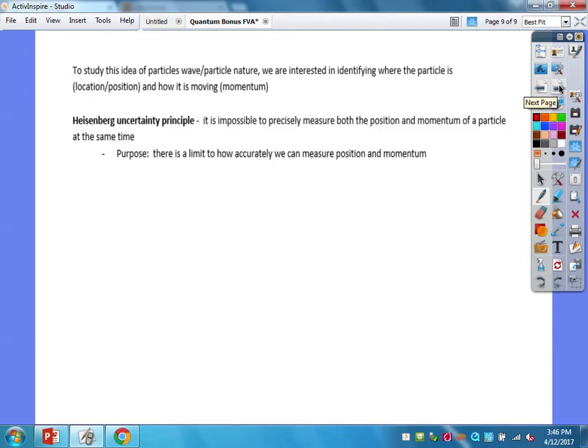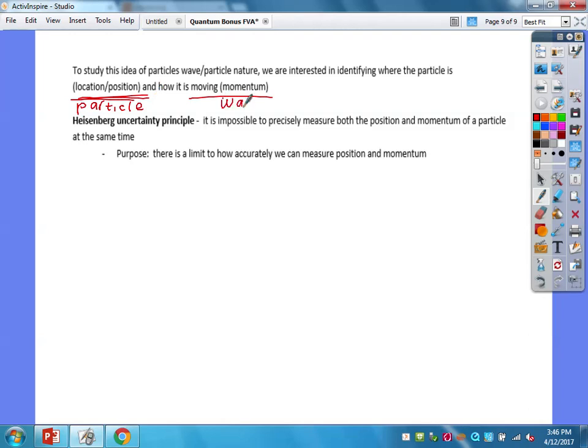All right? So, to study this idea of particles having wave-particle nature, sorry, that's kind of a mouthful, we are interested in identifying where the particle is and how it's moving. Okay? So basically, the idea we're talking about here, guys, is if I know where it is, I can identify the particle nature of it. If I know where it is, because I can talk about it, I can feel it, I can see it, it's a particle, okay?